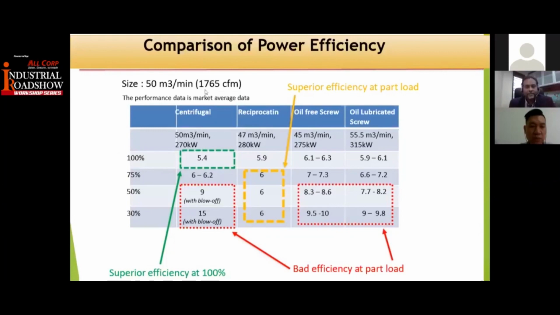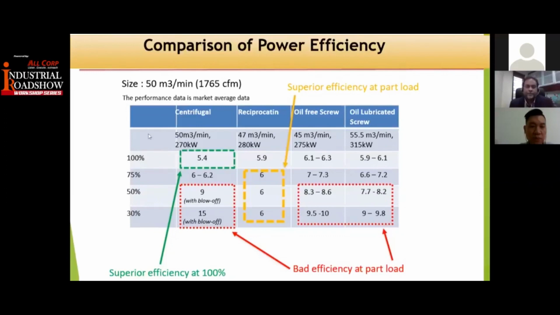So you can see the centrifugal compressors at 100% are quite efficient. When they go below 75%, they have a lot of percentage blow off. In your compressor plant, you will see some hissing sound at the blow off. This blow off is actually considered a wastage, because it means you are running at part load condition. Centrifugal compressors are not good to run at part load condition.